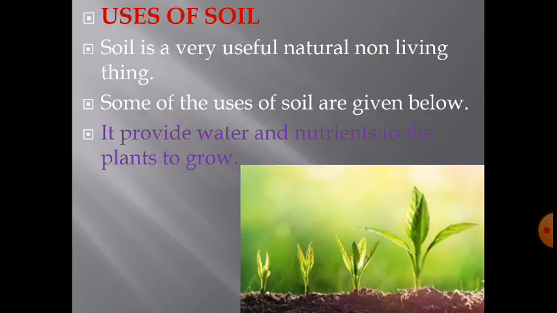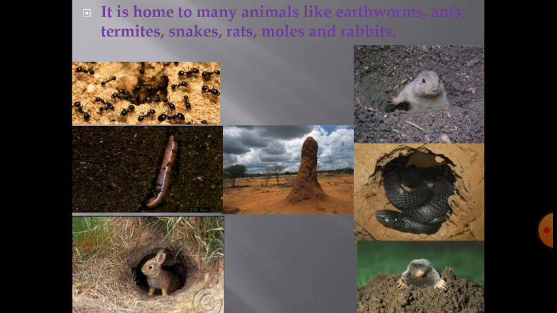Now, what are the uses of soil? Soil is a very useful, natural, non-living thing. You can't make soil on your own. It is a natural, non-living thing. Some of the uses of soil are given below. It provides water and nutrients to the plants to grow. What does soil give to the plant? Water and nutrients to grow.